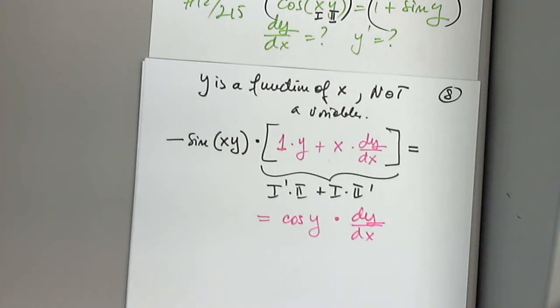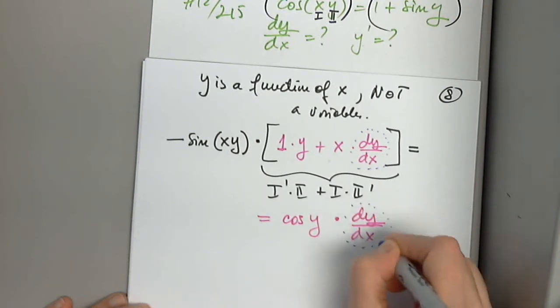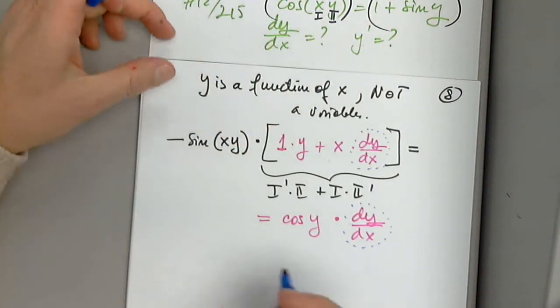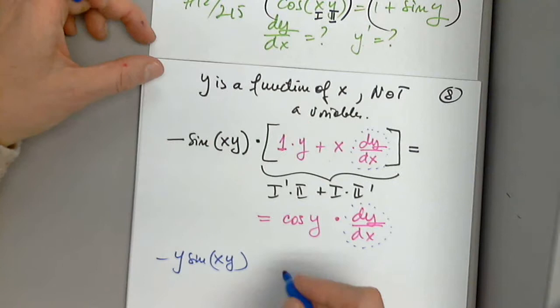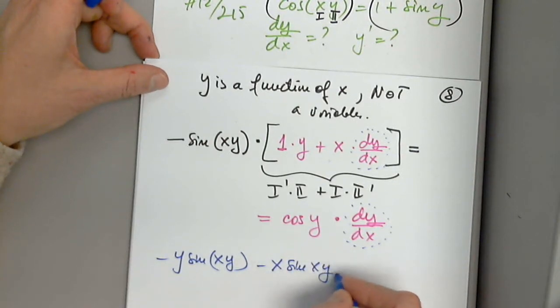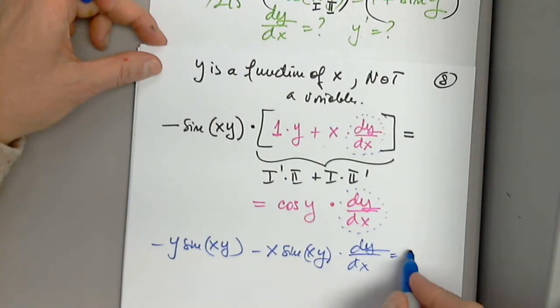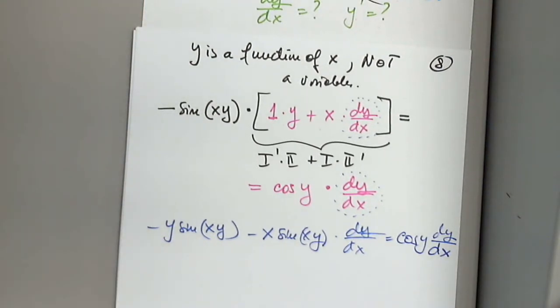Here's what I am after. I am after this piece. I will have to solve this equation for this piece, not before I distribute negative sine xy to this term and to this term, to eliminate brackets first. So the first term would be negative y sine xy. And the second term will be negative x sine xy in parentheses times dy over dx equals cosine y times dy over dx. I don't know how I made it in one row, but I did this time.